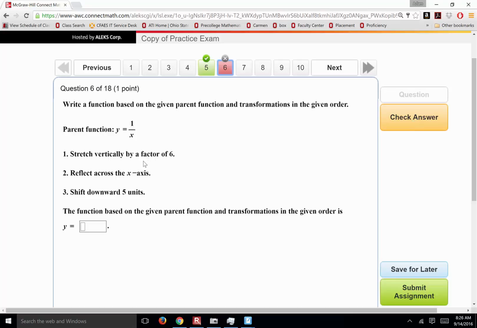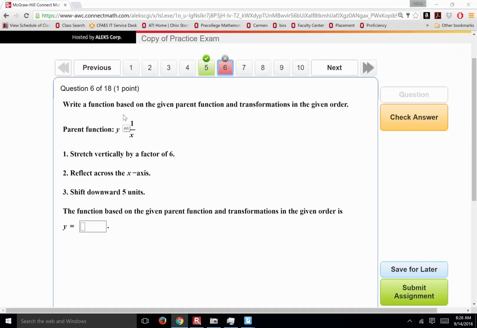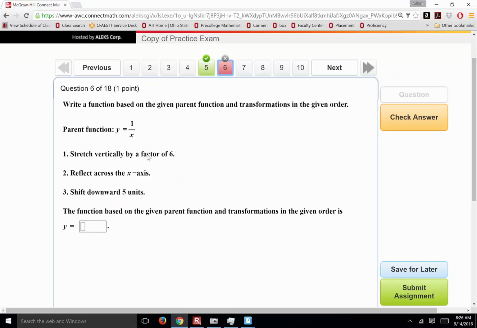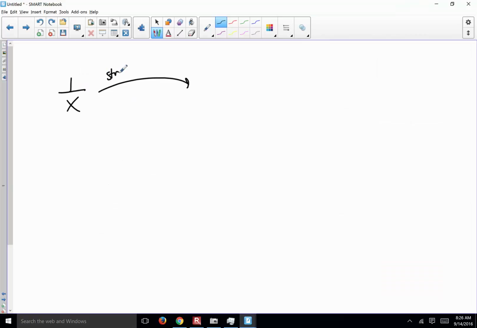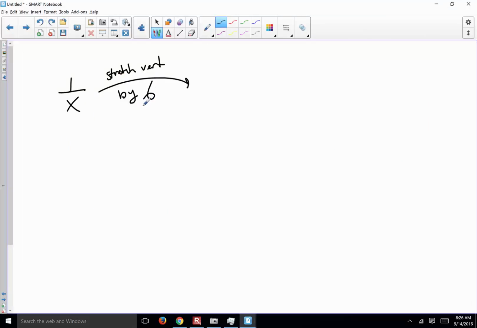So let's work this one. What is the main function again? 1 over x. What is the first move we do? We stretch vertically. Stretch vertically by how much? 6. Alright, what operation do I need to make into 1 over x then?